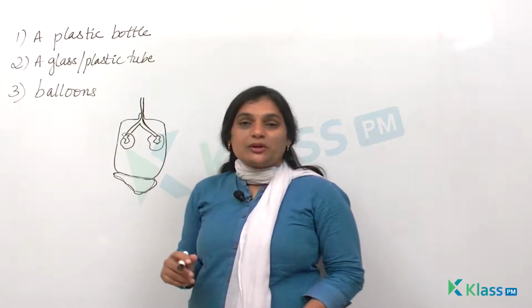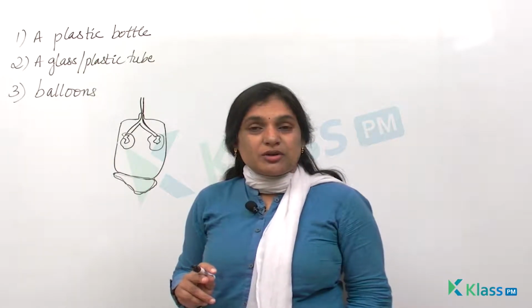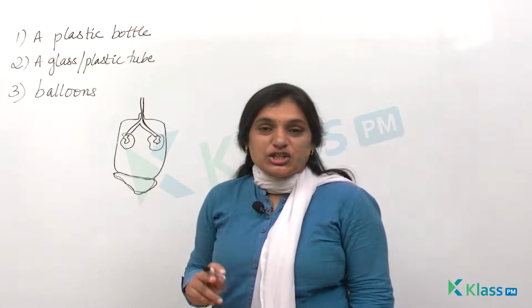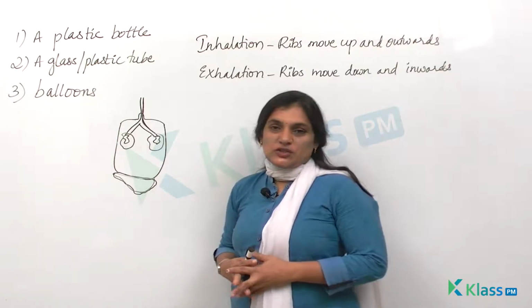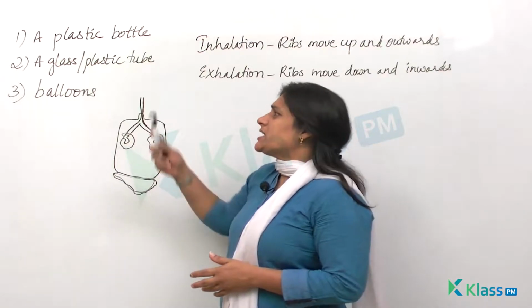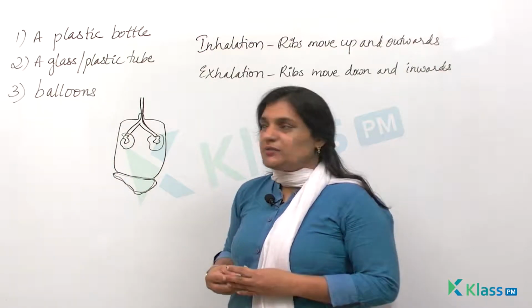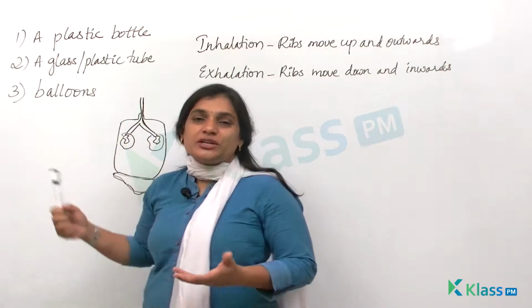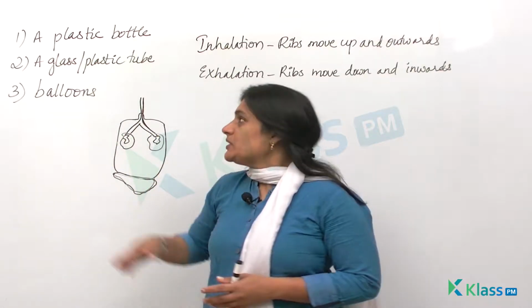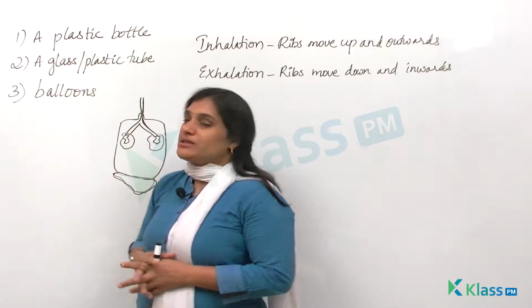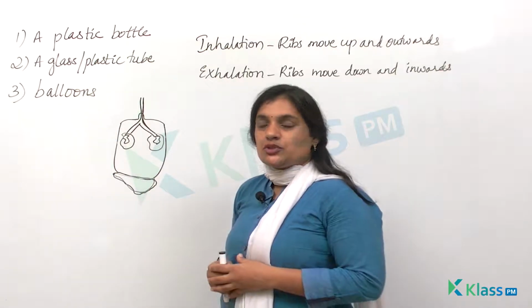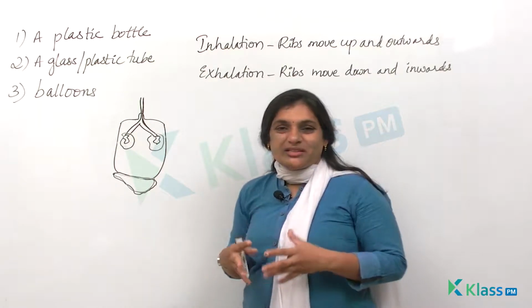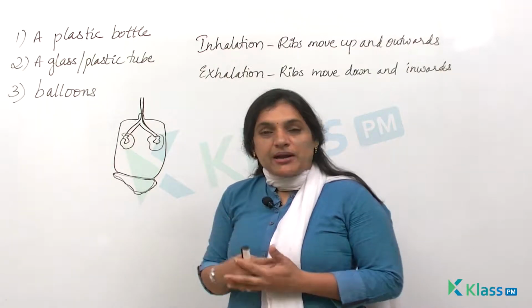We know that there are two steps involved in respiration, inhalation and exhalation. So let us do an activity to see the mechanism. To carry out this activity, you need three materials which are easily available at home: a plastic bottle, a glass or plastic tube, and balloons. Take a plastic bottle of about 1 liter, and cut the base of the bottle.